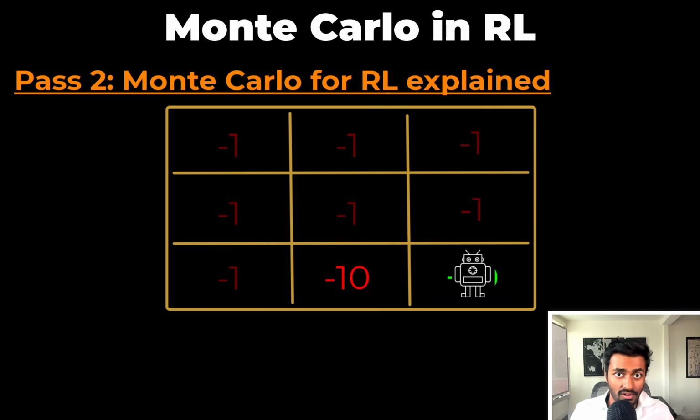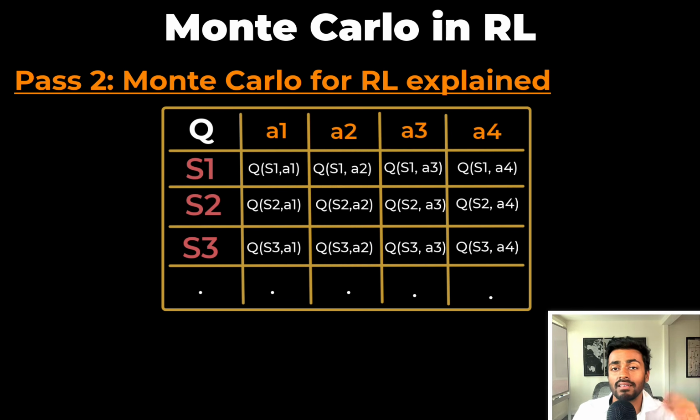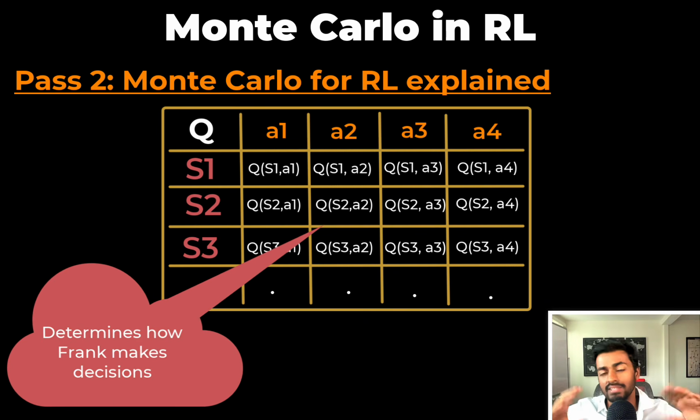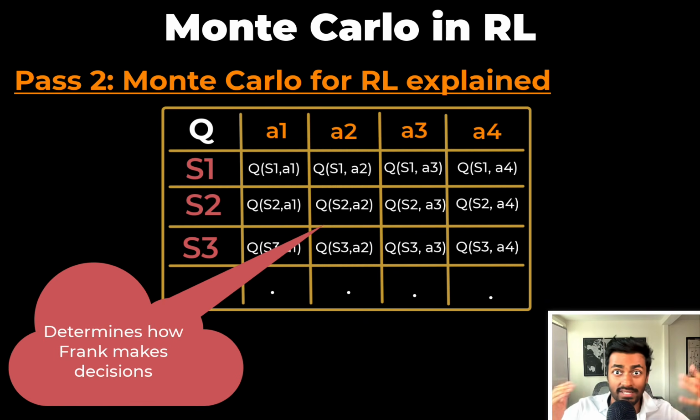Nice. So Frank got to the goal, but how good were these actions actually? Well, for every state action pair, we can calculate the future reward in the Q table. Now, this Q table here is just an insight into how Frank's brain is working, and how Frank thus makes decisions.